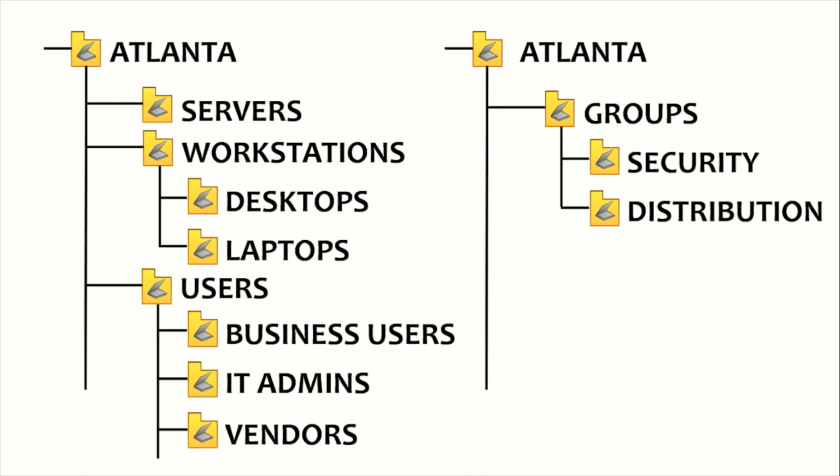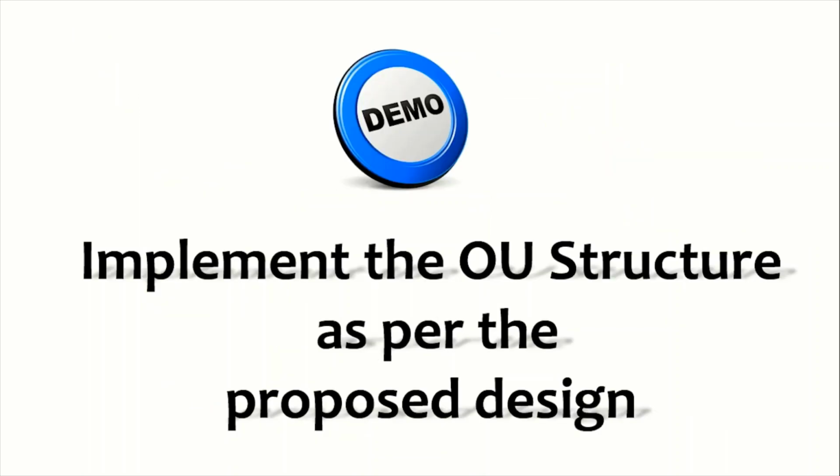offices. If you have Mumbai, you'll have Mumbai at the top, servers, workstations. Under workstations you have desktops, laptops, and under users we'll have business users, IT admins, vendors, and so forth. Same thing goes with our London office, our Sydney office, our Paris office. So this structure will be identical for every office. Let us look at the demo now. We'll go ahead and implement the OU structure as per the proposed design.